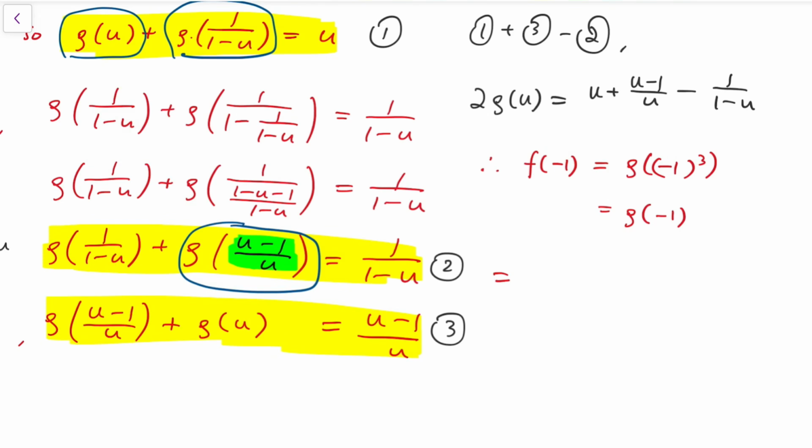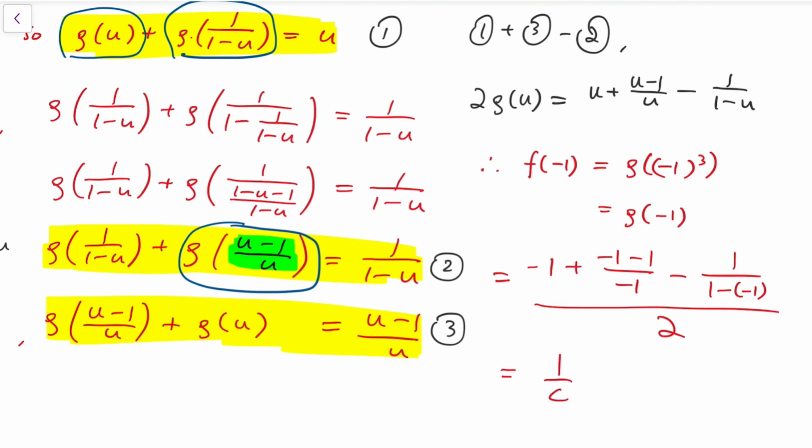I just have to replace u by minus 1 in the black equation above, and then divide both sides by 2. So minus 1 plus minus 1 minus 1 over minus 1 minus 1 over 1 minus minus 1, all divided by 2. So we can try to compute this, and we get 1 over 4. So this is the final answer.